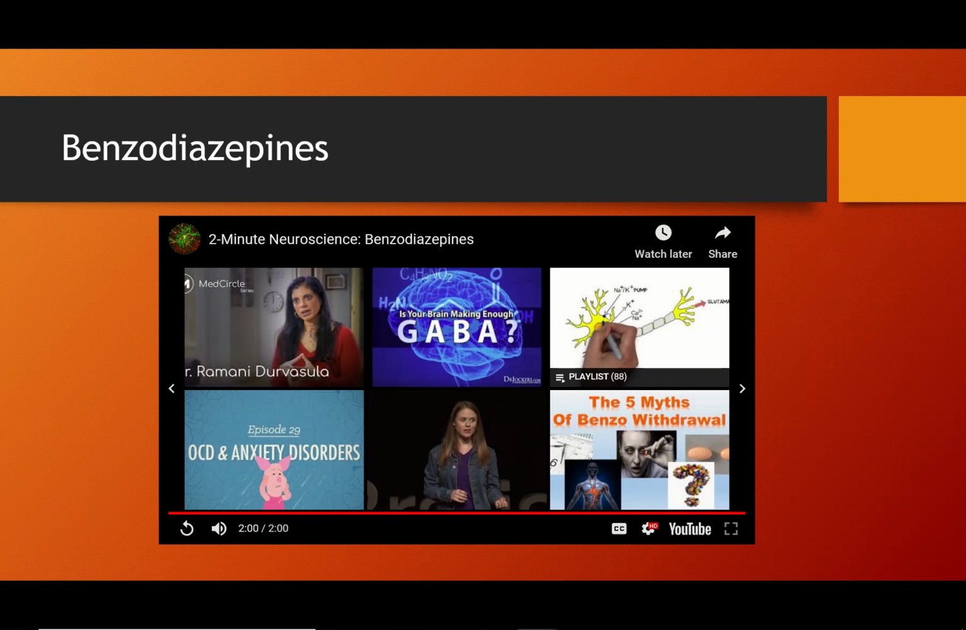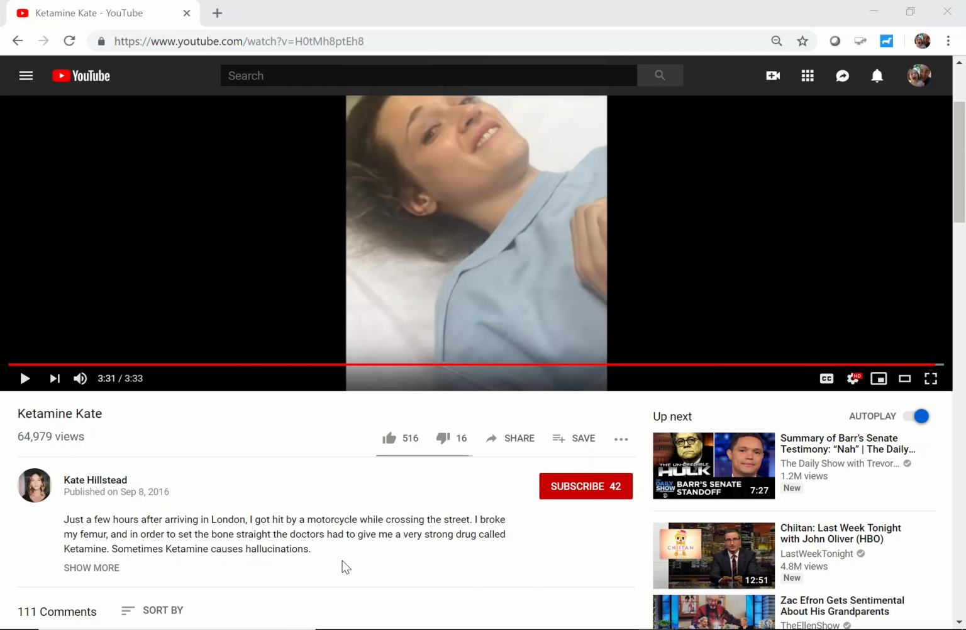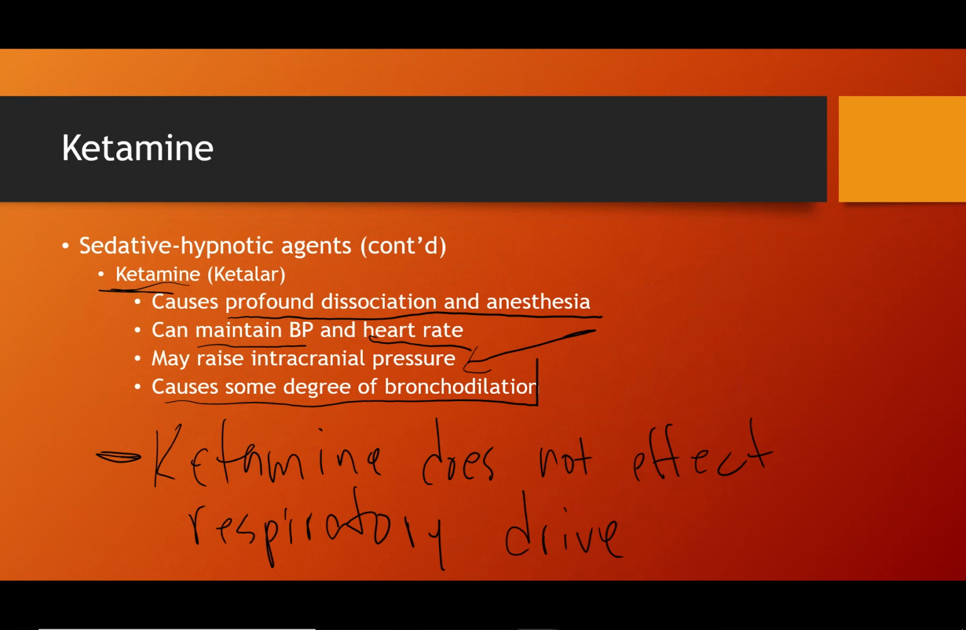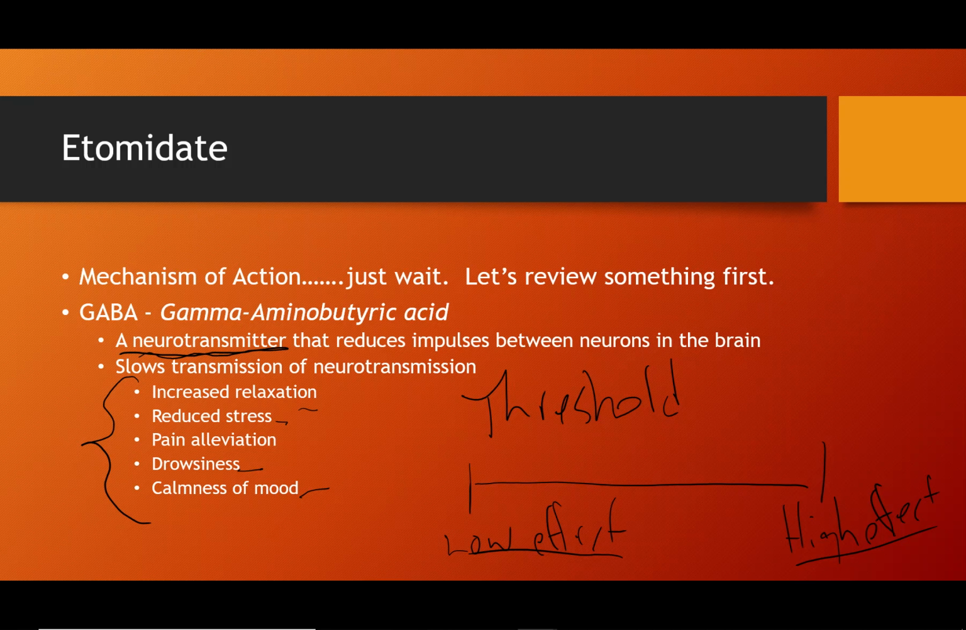All right, so as you will see, benzodiazepines affect GABA and GABA receptors. So let's go back to what happens when we release GABA and therefore activate a GABA receptor. Increased relaxation, reduced stress, pain alleviation, drowsiness, and calmness of mood. At higher doses of GABA activation, they can cause loss of consciousness and deep sedation as well.